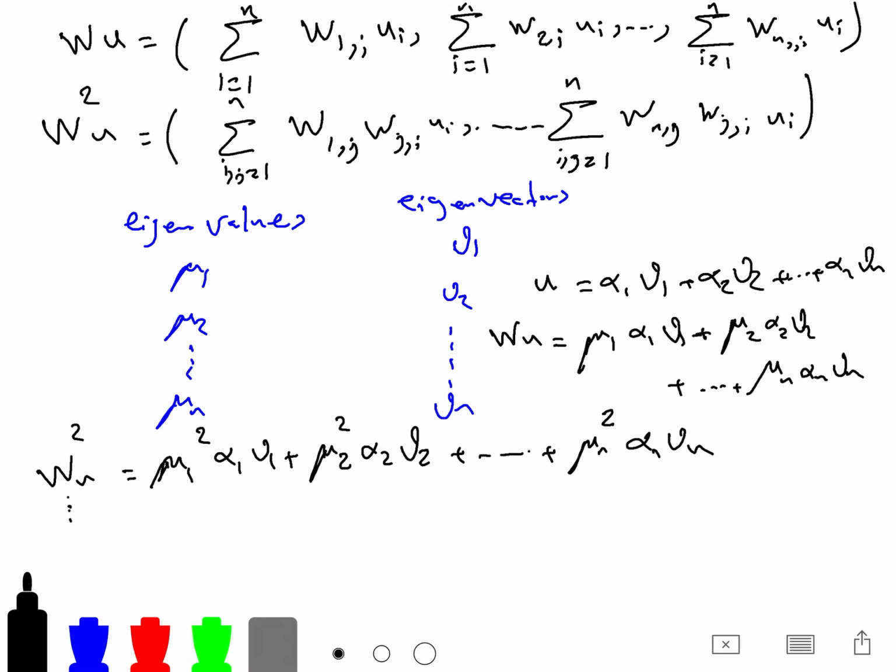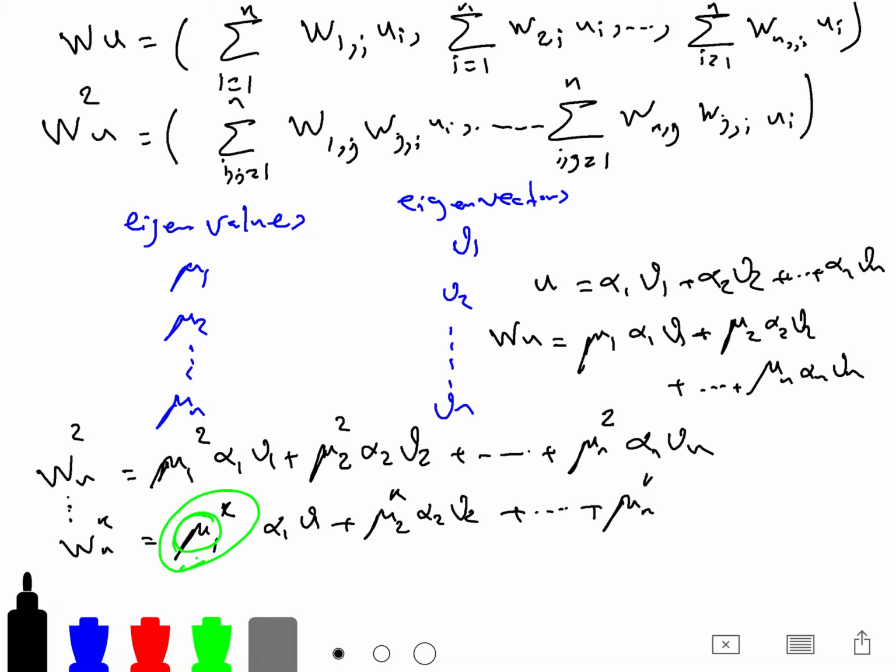And if you just do it for higher orders, you will see that these terms are decaying, because as k goes to infinity, since mu is less than 1, this one goes to 0, so it decays. And so you have alpha 1 v1 plus mu 2 to the k alpha 2 v2 plus mu n to the k alpha n vn.